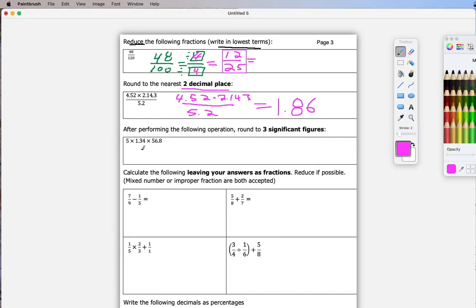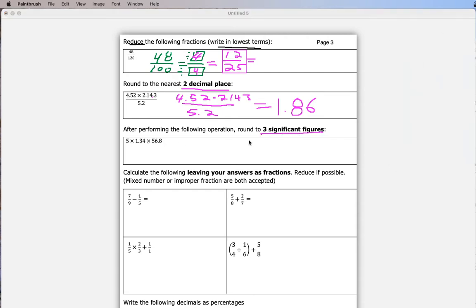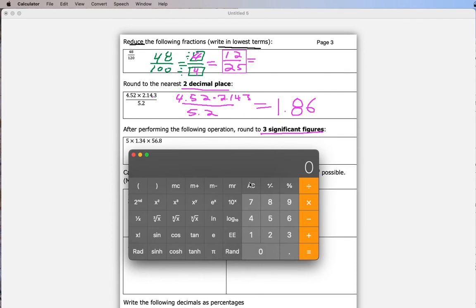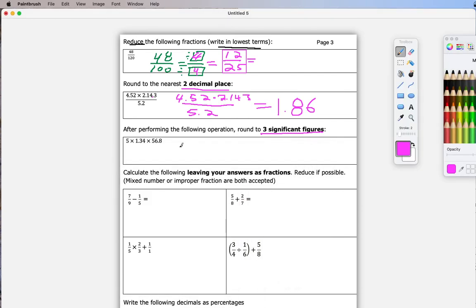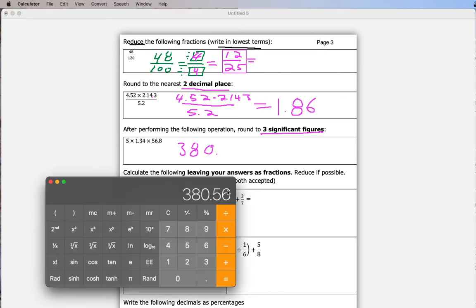Now, if I do the next one, once again, I'm going to use my calculator, but it's going to be 3 significant figures. So let's use my calculator. I'm going to reset here. 5 times 1.34. Oops, let me try this again. 5 times 1.34 times 56.8, equals. So I'm going to write this number down. It's going to be 380.56.